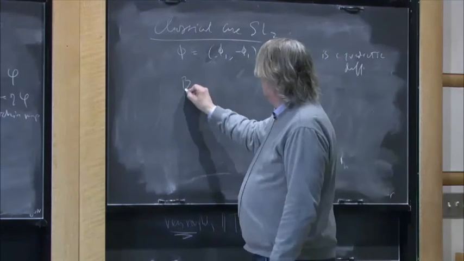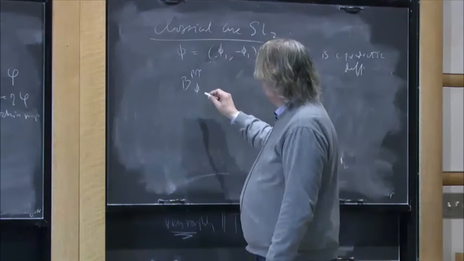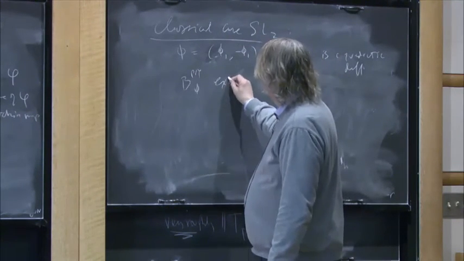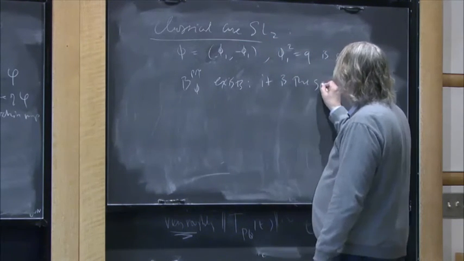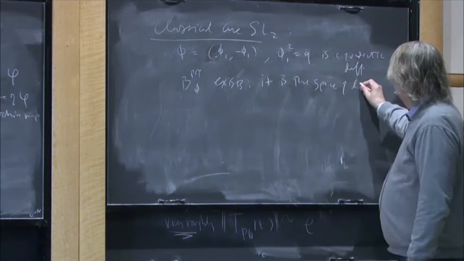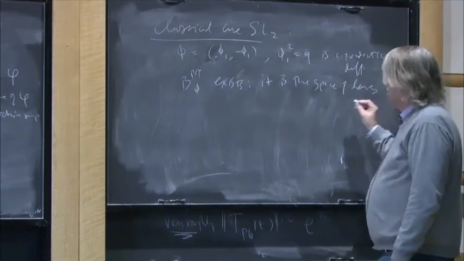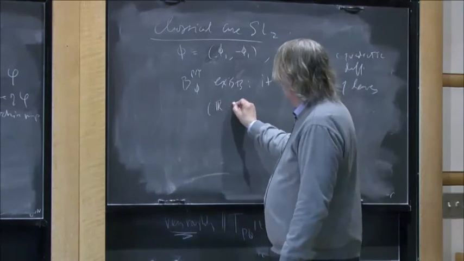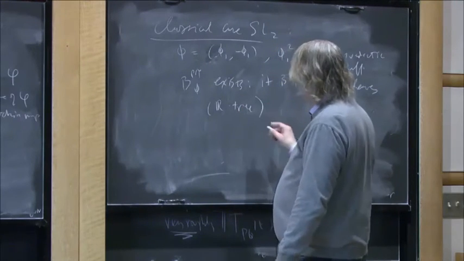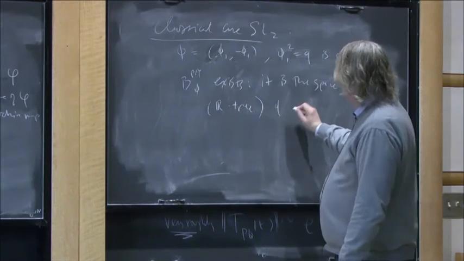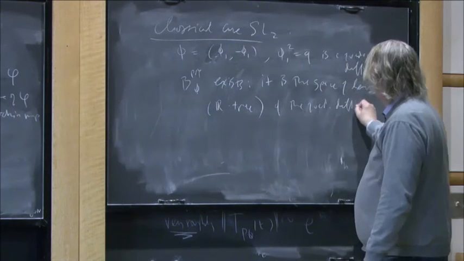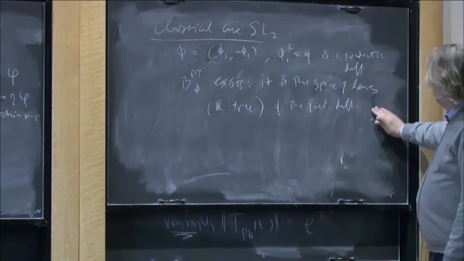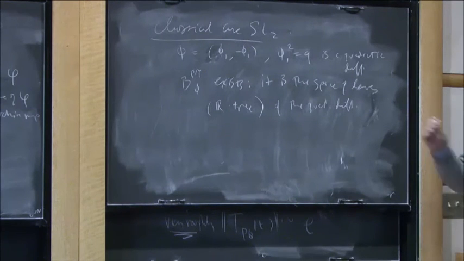And this B, this pre-building exists. It's the space of leaves, which is an R tree of the quadratic differential. Okay, so that's the relationship with what's known in low-dimensional topology.